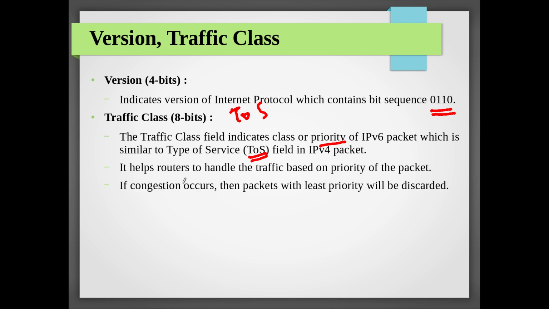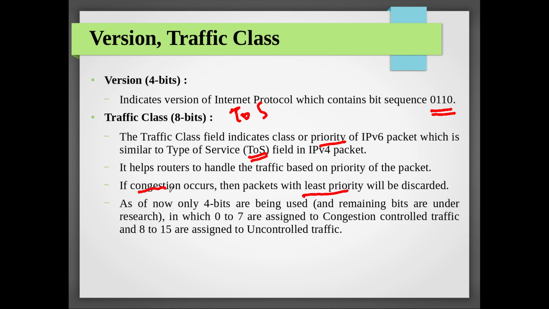Then if congestion occurs, so you know what congestion is, right? The traffic in the network is suddenly increasing, and at that time the packets with the least priority will be discarded. So this field is going to help you discard the packets with the least priority whenever there is congestion. Now as of now, only 4 bits are being used. We already saw that.